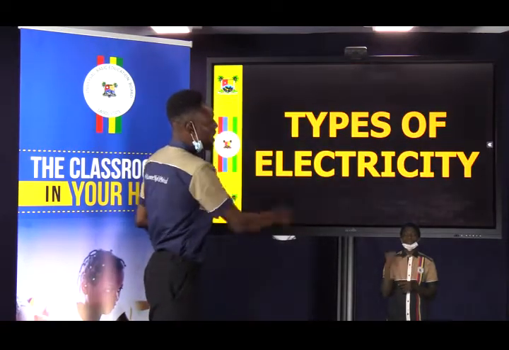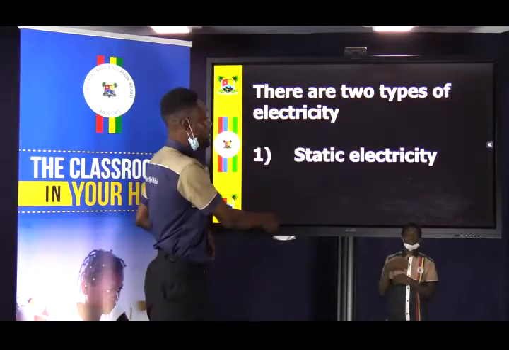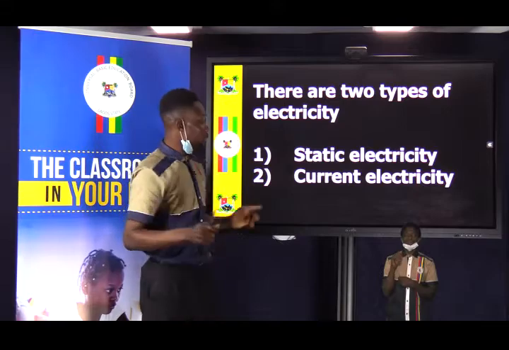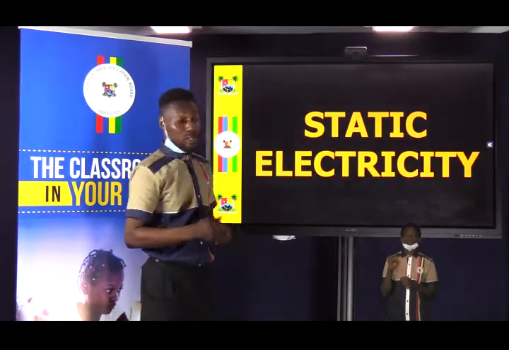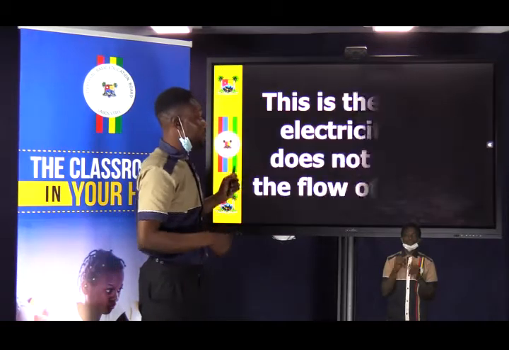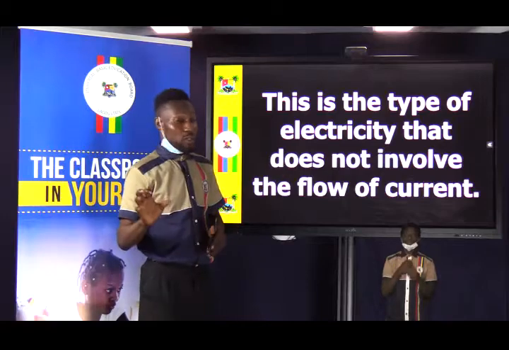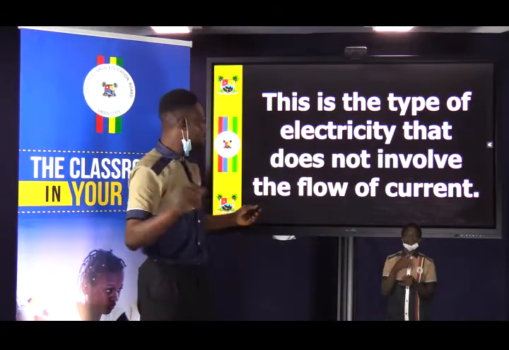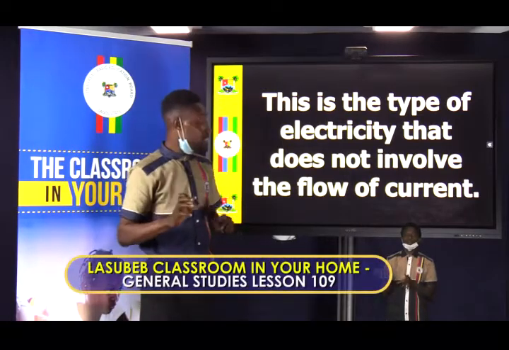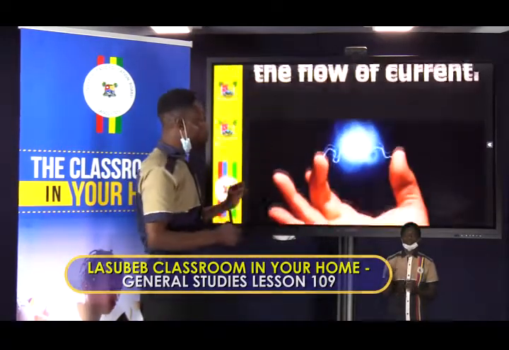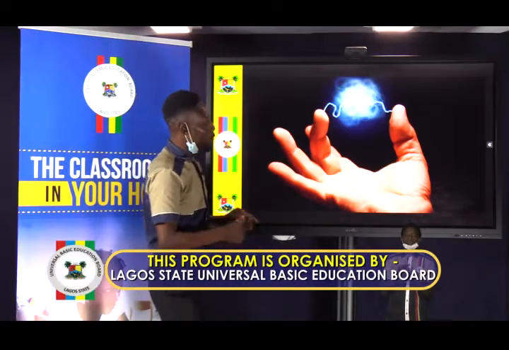Now let's talk about types of electricity. There are two types of electricity. We have static electricity and current electricity. Talking about static electricity, what are we saying? It's the type of electricity that does not involve the flow of current. It does not involve the flow of current.